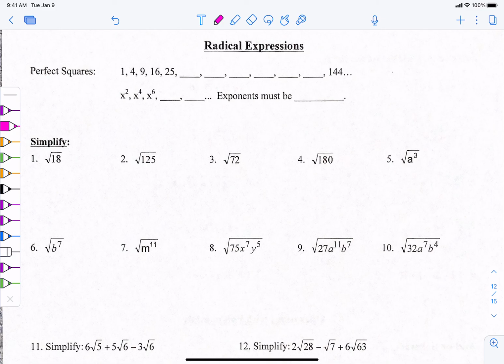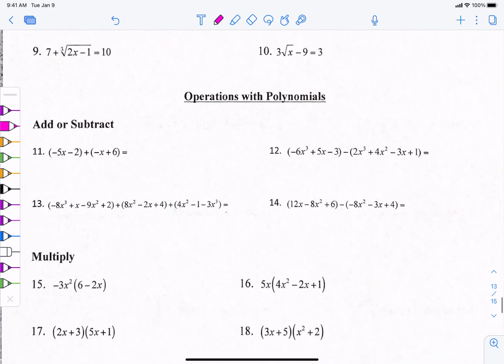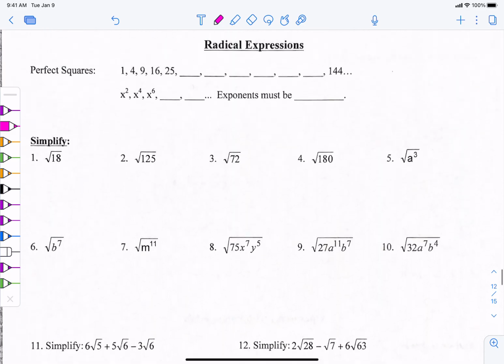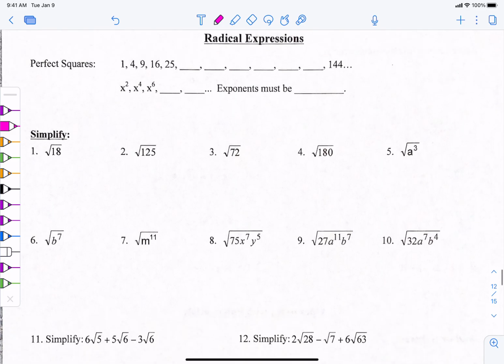All right, this is a review over radical expressions, and then on the back side we do polynomials, so like the FOIL method and multiplying and adding and doing all that good stuff, okay? So let's start with radical expressions up at the top here.